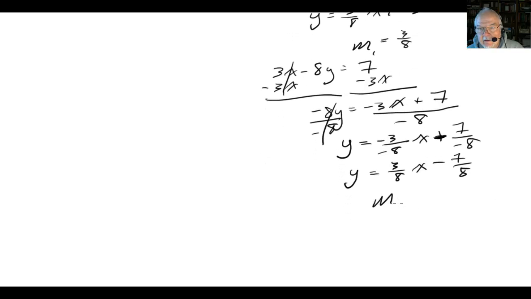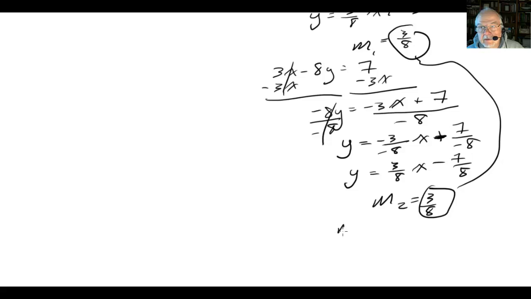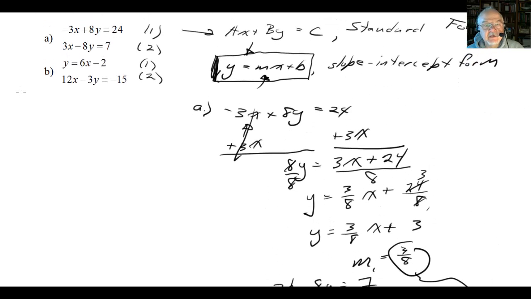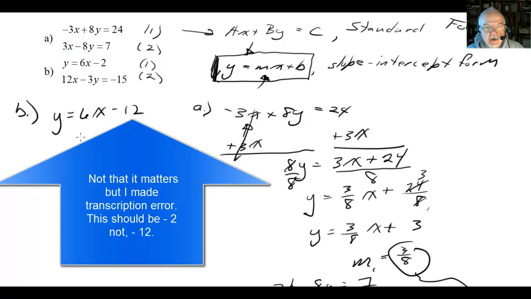We can simplify that. y equals 3/8 x minus 7/8. Aha! m2 equals 3/8. These are both 3/8. m1 equals m2. Therefore, line 1 is parallel to line 2. All right, let's do the second equation. The second equation is B. The first one is given to us: y equals 6x minus 12.